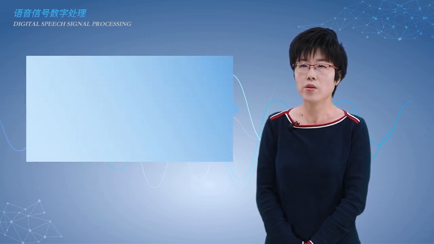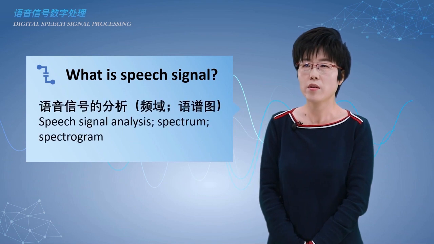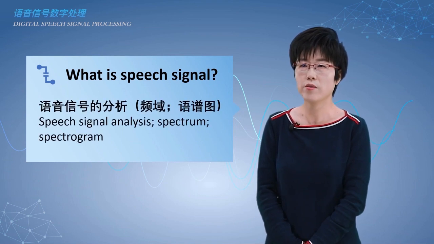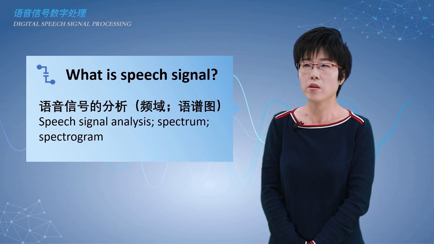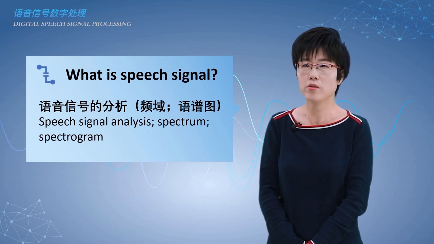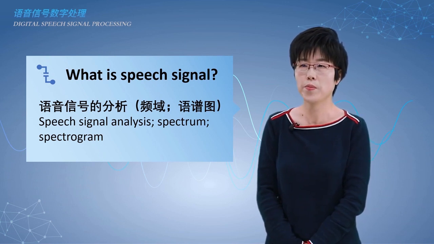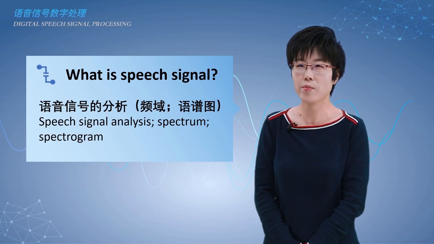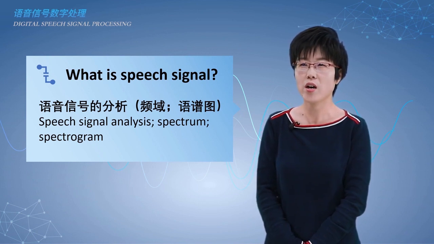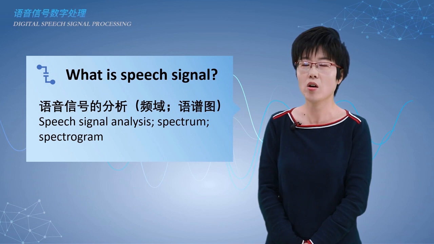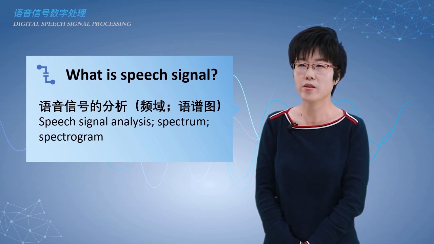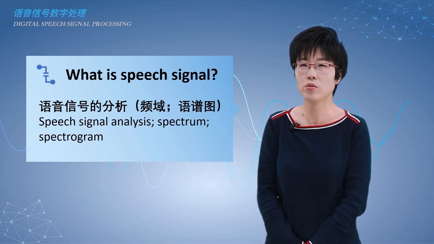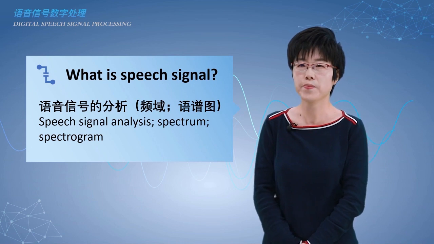The speech signal can be analyzed in time domain and frequency domain. The frequency response is generally called spectrum, while the spectrogram can show the time frequency features of the speech sound at the same time with a kind of two-dimensional image.